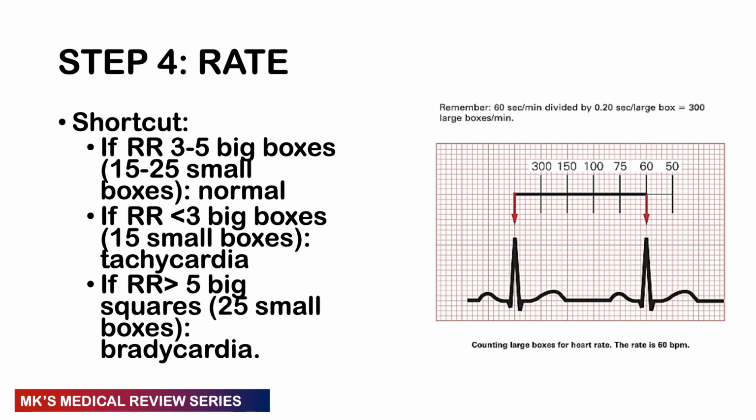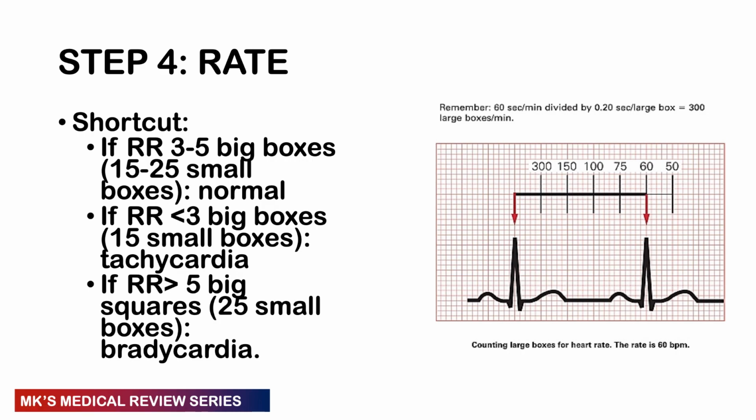So here is an example. As we can see here, from this R wave to the next R wave, you have 1, 2, 3, 4, 5 boxes. So we have 5 boxes in between these R waves. So 300 divided by 5 gives us 60. So the heart rate of this ECG is 60 beats per minute.